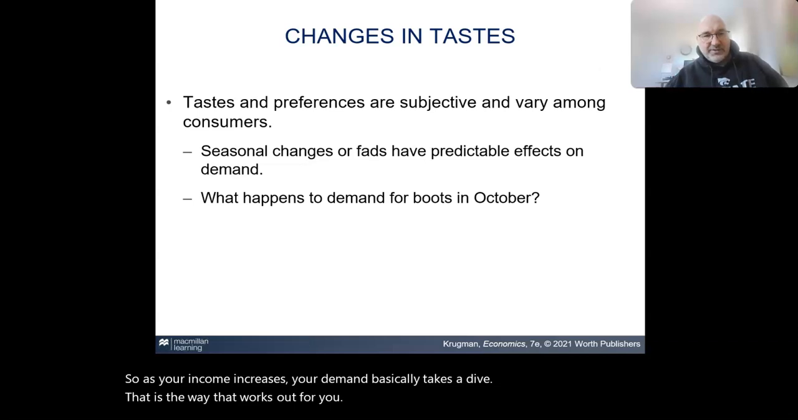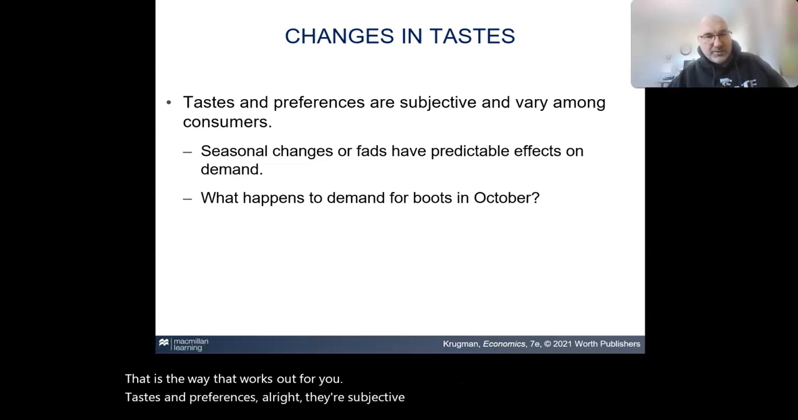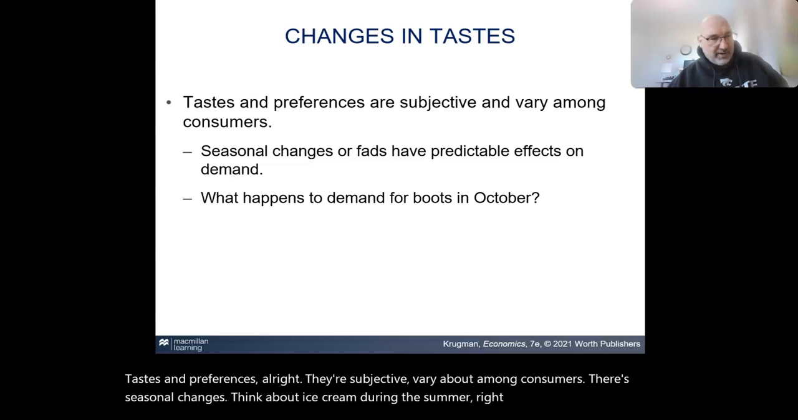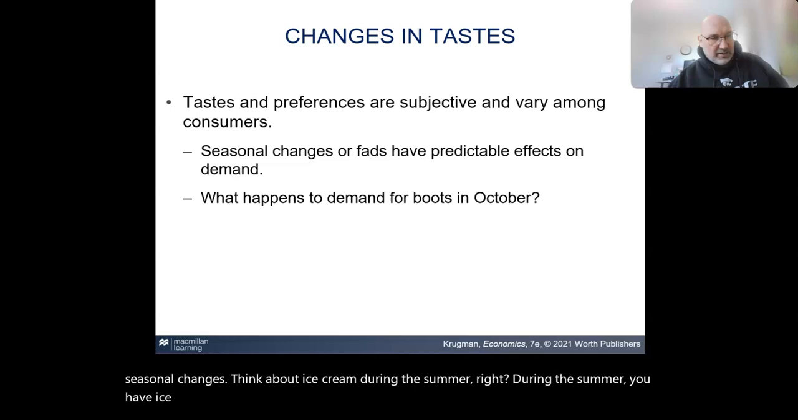Tastes and preferences. All right. They're subjective and vary among consumers. There are seasonal changes. Think about ice cream during the summer, right? During the summer, you have ice cream. Watermelon is very popular during the summer as well.